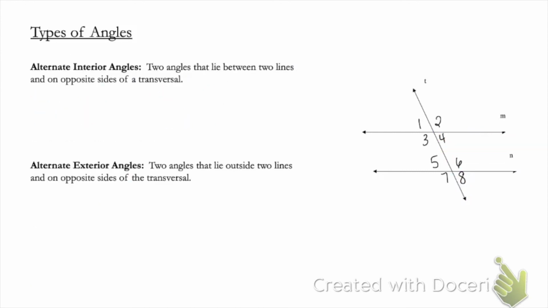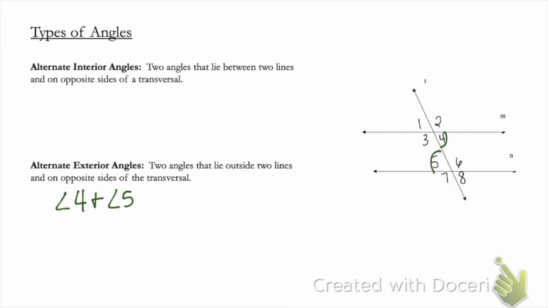Next, we have alternate interior angles. These are two angles that lie between two lines and on opposite sides of the transversal. So it's going to be between M and N, but on opposite sides of T. One example would be angles 4 and 5. So those are alternate interior. Interior means they're inside of our parallel lines, and alternate means they're on opposite sides of the transversal.